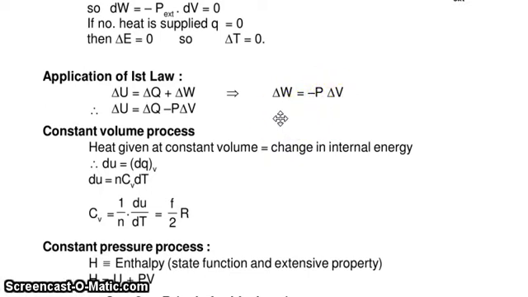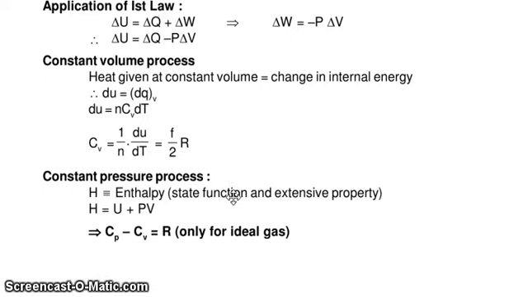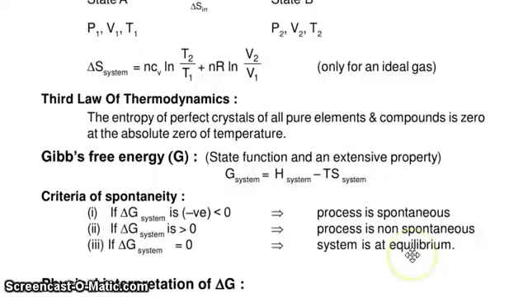Constant volume process: heat given at constant volume is equal to the change in internal energy. So dU is equal to dq at constant volume, dU is equal to nCv dT, Cv is equal to 1 by n dot dU by dT is equal to f by 2 R. Now friends, constant pressure process: H, enthalpy, is a state function and an extensive property. So H is equal to U plus PV, and Cp minus Cv is equal to R only for an ideal gas.